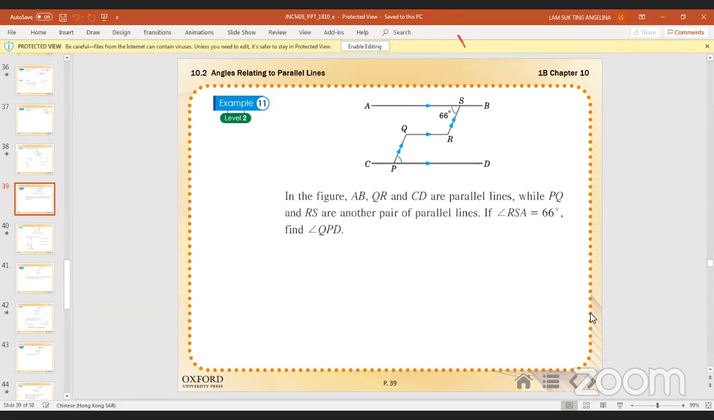Now, how about this one? You look at this one first. Look at the questions. There are quite a lot of parallel lines here. You are given that RSA equals 66 degrees, and then you need to find QPD. Anyone want to try?